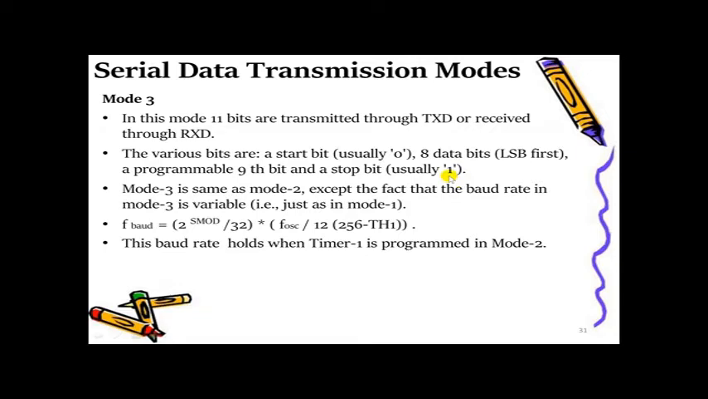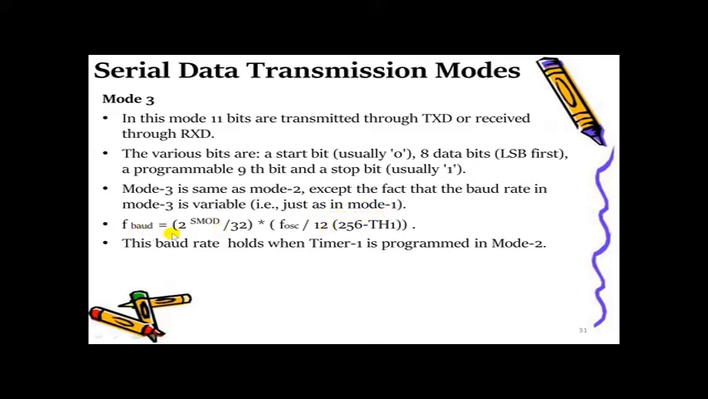Mode 3 is the same as mode 2, except that the baud rate in mode 3 is variable, just as in mode 1.